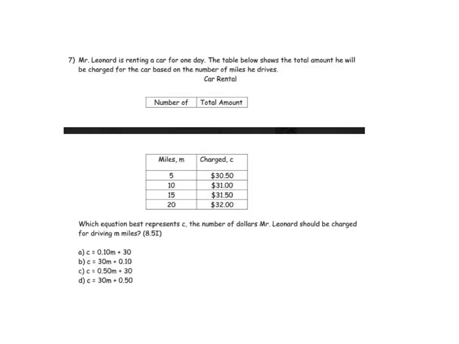Number 7. Mr. Leonard is renting a car for 1 day. The table shows the total amount he will be charged for the car based on the number of miles he drives. Which equation best represents C, the number of dollars Mr. Leonard should be charged for driving M miles? A. C equals 0.10M plus 30. B. C equals 30M plus 0.10. C. C equals 0.50M plus 30. D. C equals 30M plus 0.50.